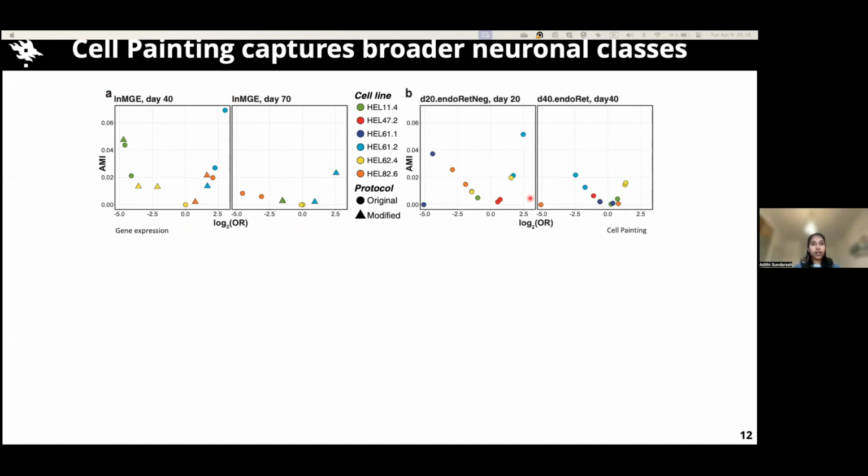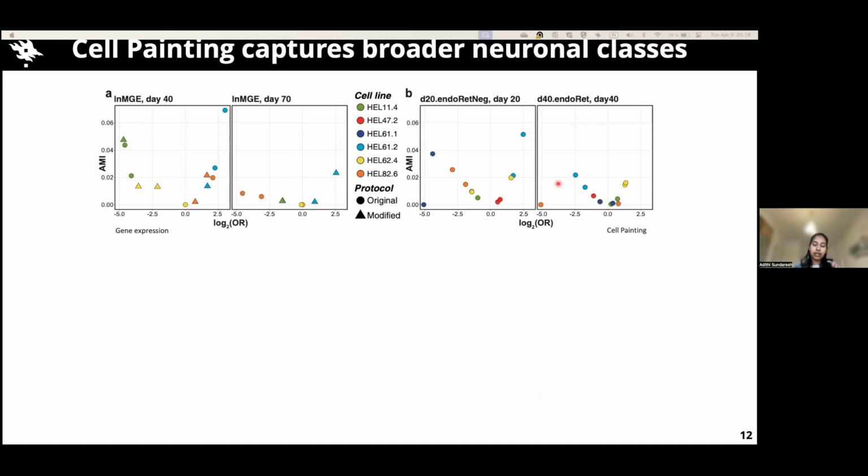And indeed, we found that the same donor from here in blue is overrepresented in one of the day 20 cell painting clusters and underrepresented consistently in a day 40 cluster. So we started to wonder, okay, how do we link this? How do we understand what these clusters are representing?